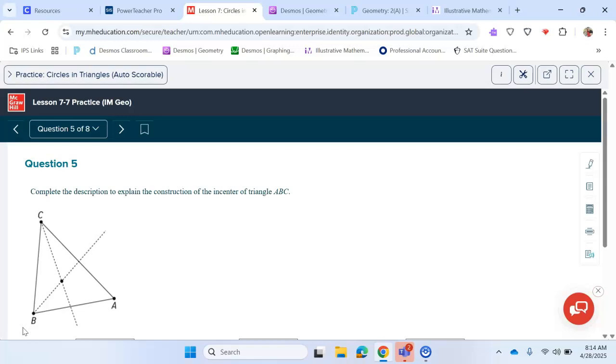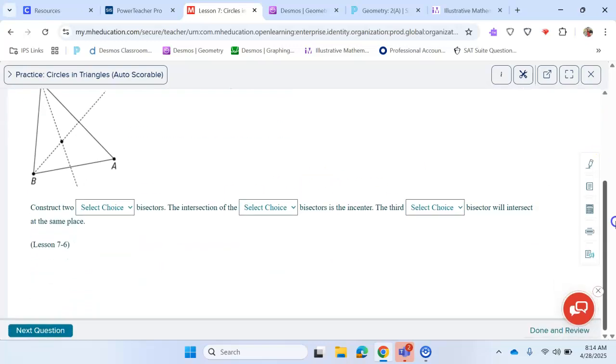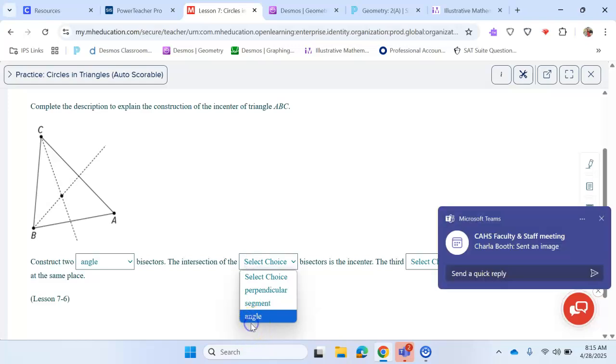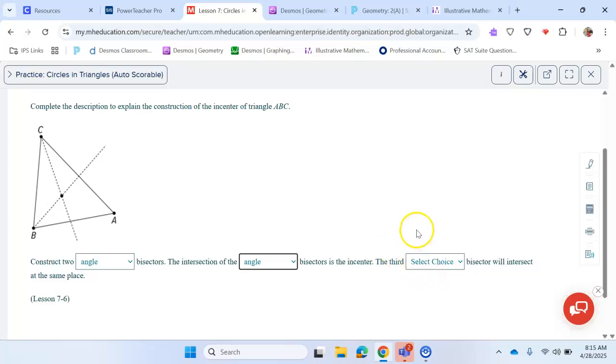Question 5. Complete the description to explain the construction of the incenter of triangle ABC. Construct two blank bisectors. That would be angle bisectors. That's the two dotted lines. That bisects angle B, and this dotted line bisects angle C. The intersection of the angle bisectors is the incenter. The third angle bisector will intersect at the same place.